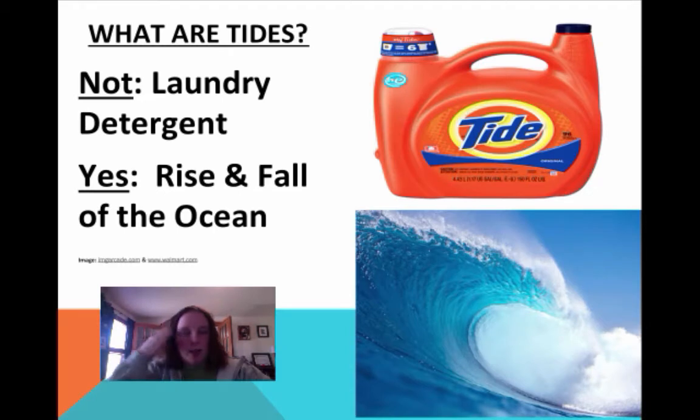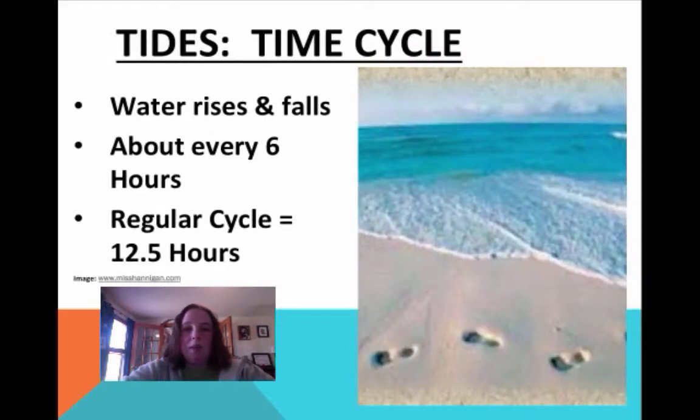So what are tides? Not my favorite laundry detergent, although it's very good for getting out stains on horse blankets. It's considered the rise and fall of the ocean. So if you're looking for a definition, there you go. So what's the time cycle of the tides? Well, the water rises and falls about every 6 hours. So when you want a high tide and a low tide, it's about 12.5 hours for that cycle to happen.